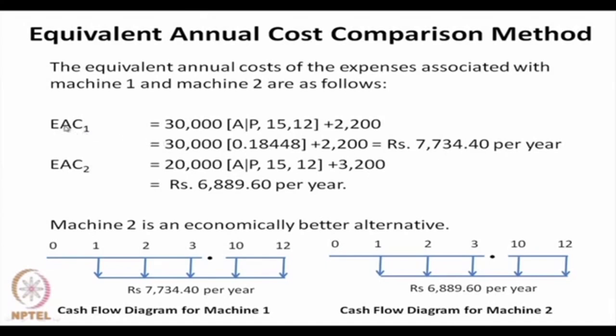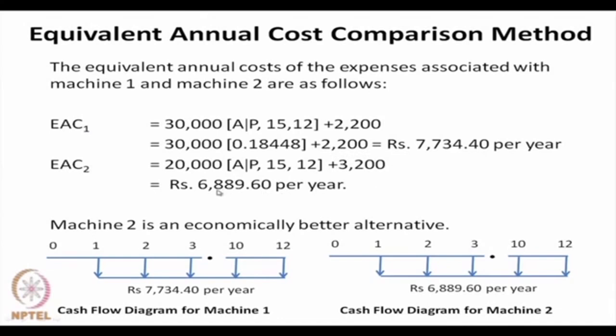This is the equivalent annual cost for machine 1. And similarly, we calculate the equivalent annual cost for machine 2, which is this. Here, 20,000 was the initial price, and we multiplied that by the capital recovery factor, then added to it the maintenance expenses, which are already in an annuity form.